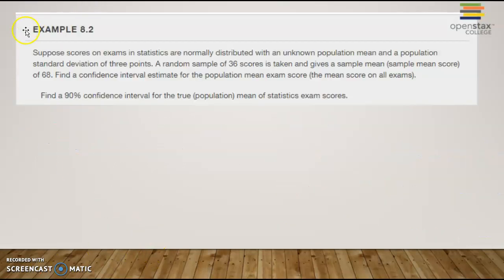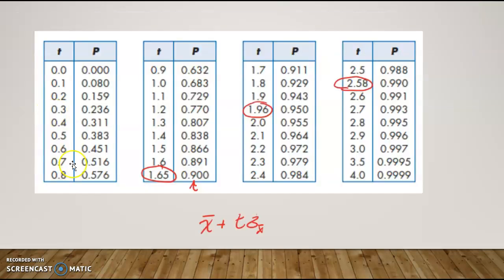Okay, example 8.2. Suppose scores on exams in statistics are normally distributed with an unknown population mean and a population standard deviation of 3 points. A random sample of 36 scores is taken and gives a sample mean of 68. Find a confidence interval estimate for the population mean exam score, the mean score on all exams. Okay, we are looking for a 90% confidence interval. So when you go back to your chart here, that's that 1.65 or 1.645. I'm just rounding it off to the 1.65, which is fine.